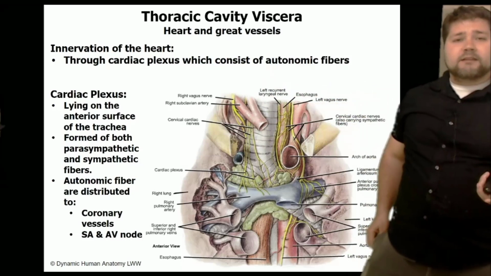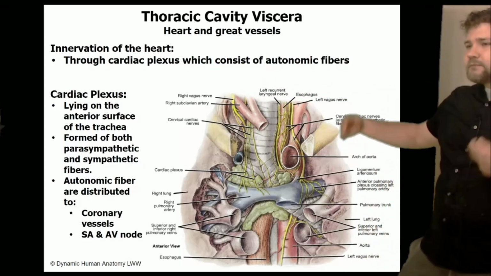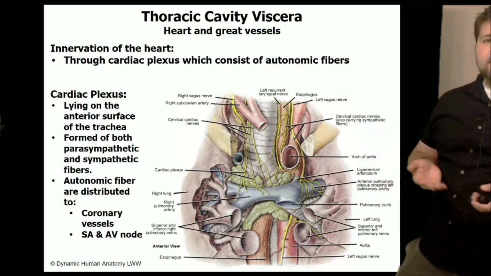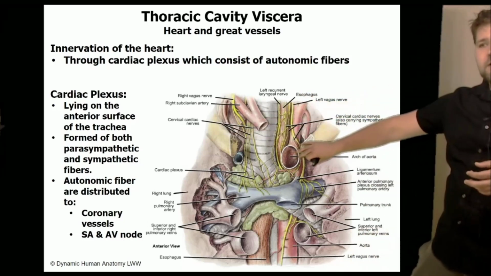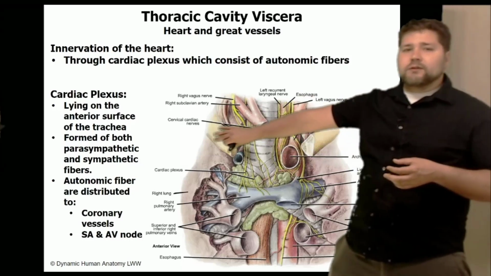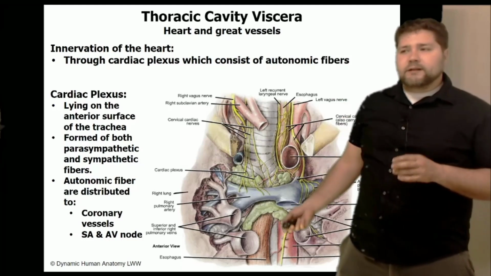So this cardiac plexus is going to be made up of parasympathetic and sympathetic fibers. The parasympathetic fibers will be coming from the vagus. Sympathetic fibers are going to be coming from the sympathetic chain, and then they create this plexus, which is going to be distributed through the rest of the heart. It's going to control the coronaries, our valves, and the SA node. Everything comes from that cardiac plexus.